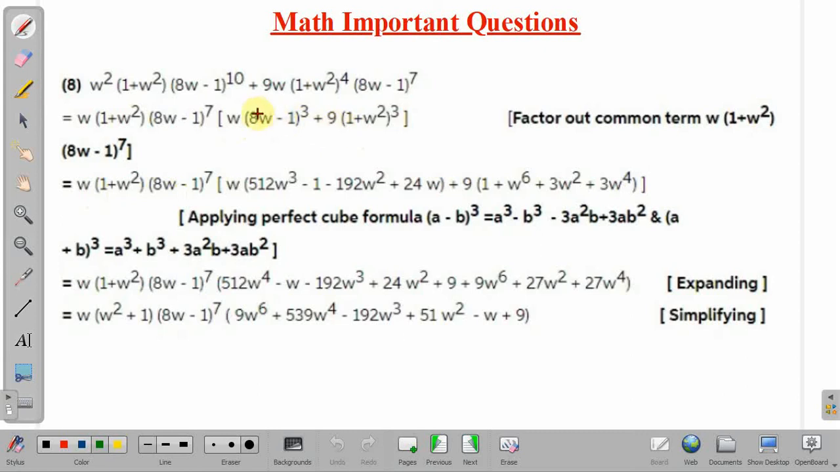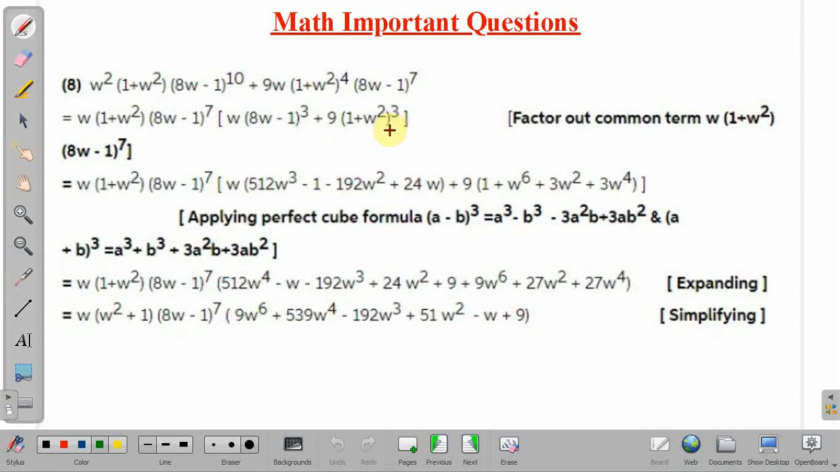If we see 8w minus 1 whole cube, this is in the form of a minus b whole cube. So this we can simplify as a cube minus b cube minus 3a square b plus 3ab square. This is the standard formula of a minus b whole cube. After applying that, we will get w into 512 w raised to the power 3 minus 1 minus 192 w square plus 24w plus 9. Then here it is 1 plus w square raised to the power 3.